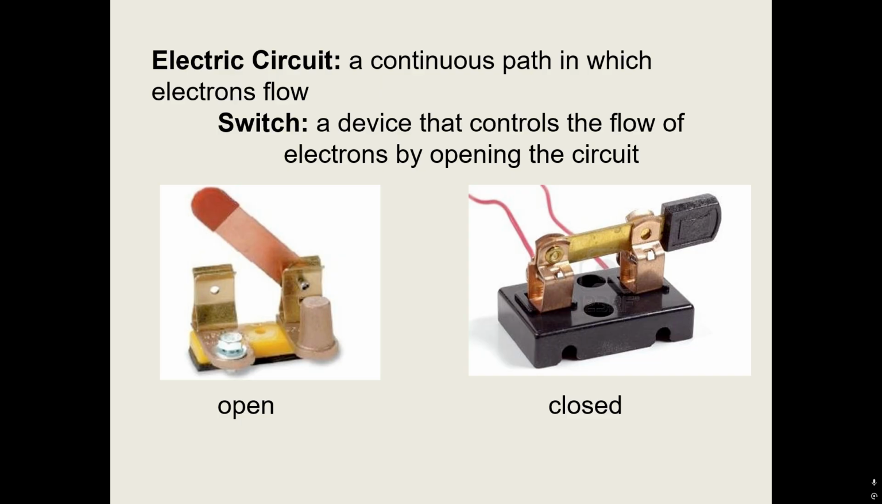So electric circuit, a continuous path in which electrons flow. Switch, a device that controls the flow of electrons or the flow of current by opening or closing the circuit. Now this is an open switch, and now the switch is closed.